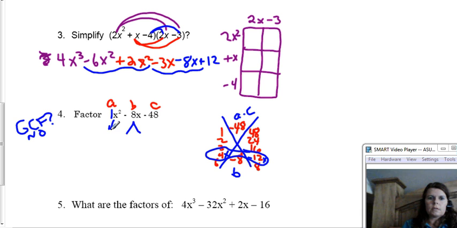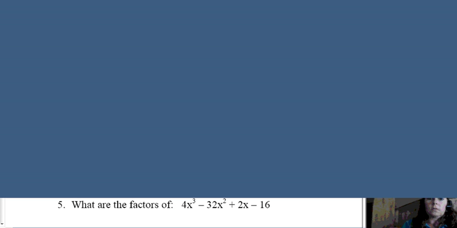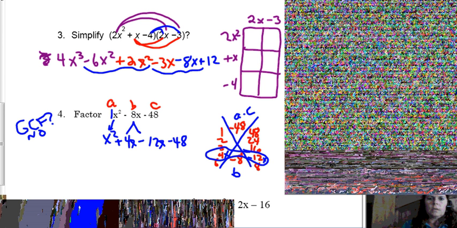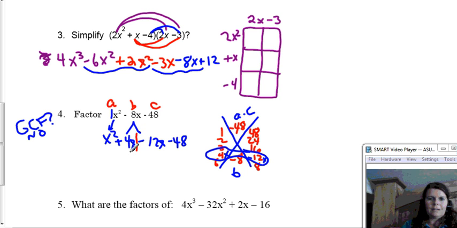This comes down as 1x squared or x squared. And then we have plus 4x minus 12x minus 48. Then you split the middle. So we'll split it right here.